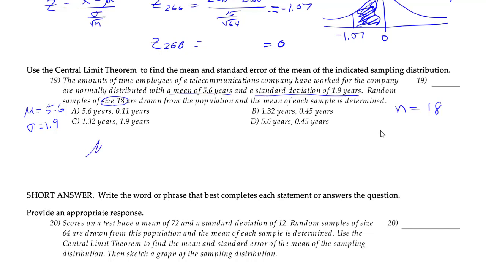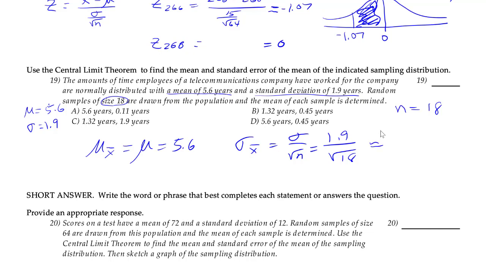All right, so remember that mu x bar is going to be the same as mu. So mu x bar is going to be 5.6. Now the standard error, sigma x bar, is going to be sigma over the square root of n. So that's 1.9 over the square root of 18. And from that, we should get about 0.45. So we have D here, 5.6 and 0.45.